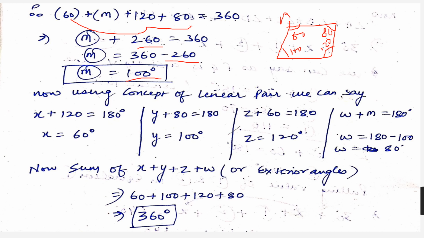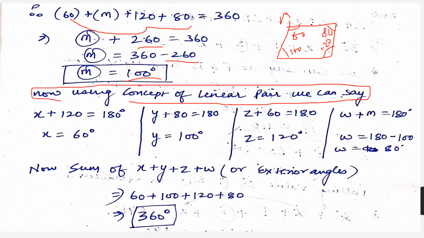Now we will use these interior angles to find the value of angle x, y, z and w by the simple concept of linear pairs, because we know each interior angle and the exterior angle are forming a linear pair. Simply we can say x plus 120 degrees is equal to 180. Okay, we can say x, which is the exterior angle, and 120, which is the interior angle in the figure, the sum is equal to 180 because they are forming a linear pair. This gives me the value of x as 60 degrees.